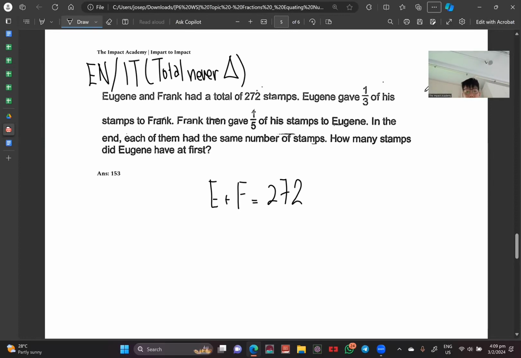Today we are doing this question. As you can see over here, I wrote E plus F equals 272. That's the first thing that I want to do. Why did I write that? Because I want to see whether this is internal transfer. When I read the second sentence, I realize that it is internal transfer.